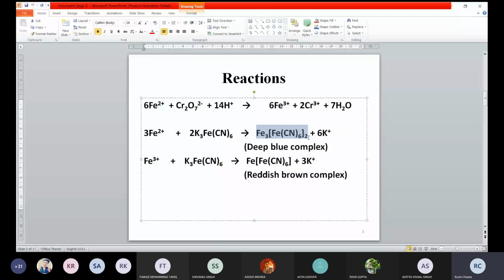And the inner sphere of the complex remains intact. It was ferricyanide initially, and that will remain the same. So this is ferricyanide, but the valencies will be exchanged. This is 3+, 3-. So that 3- will be placed over here, and the charge of ferrous ions, Fe2+, will be translocated over here. So this complex is ferroferricyanide, and it is deep blue in color. So initially you will see a deep blue color.